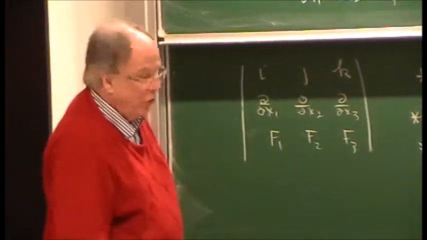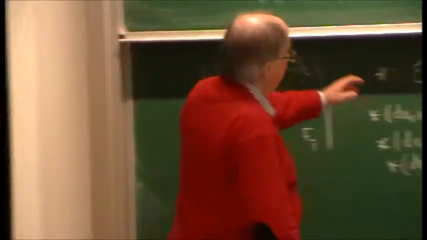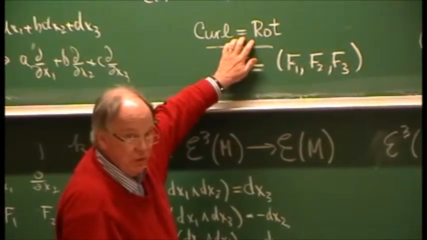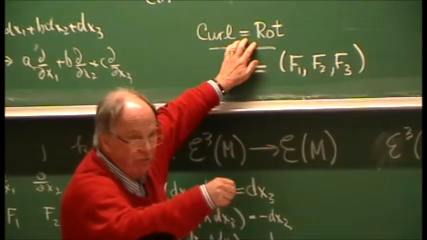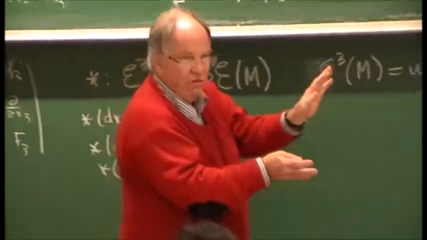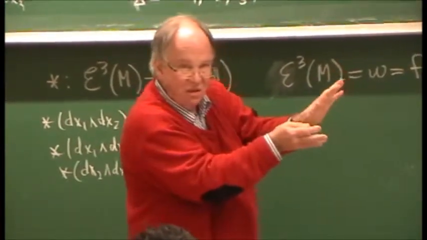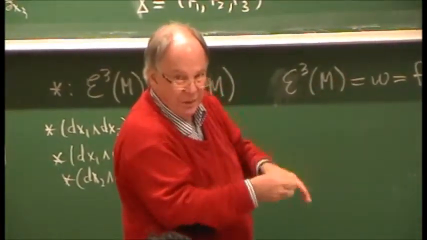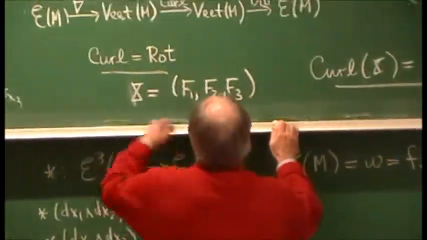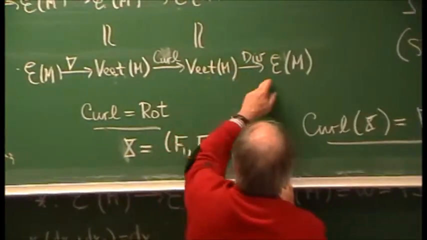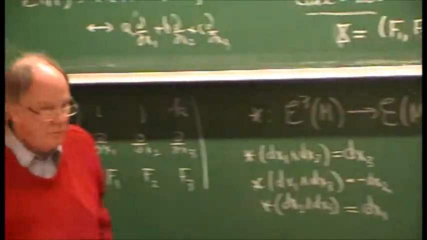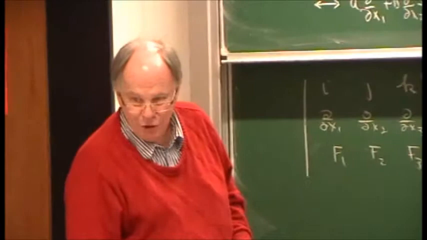People in the applied sciences really know why these things are called curl and divergence. Curl is some infinitesimal rotation of the form, and divergence is how the vector field diverges, you can see the field diverging or not. So divergence is defined in exactly the same way, going from here to here. It's nothing more than translation.